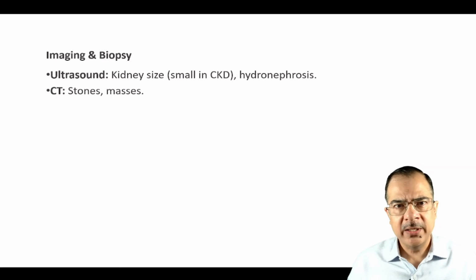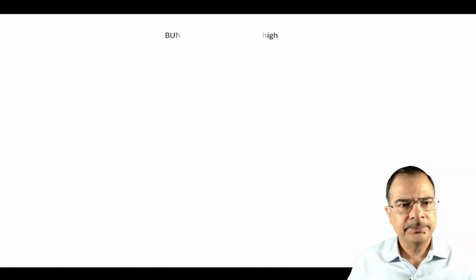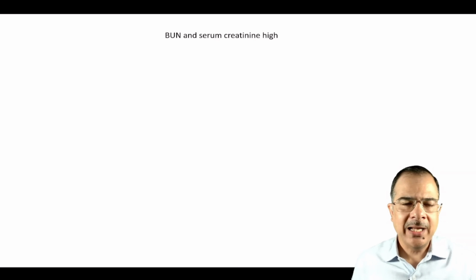Ultrasound will be done when there is a suspicion of CKD to see whether there is any hydronephrosis or whether there are bilateral shrunken kidneys. CT scan for some stone or renal masses. Now let's see the approach.